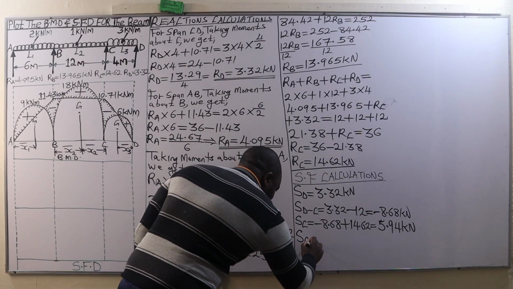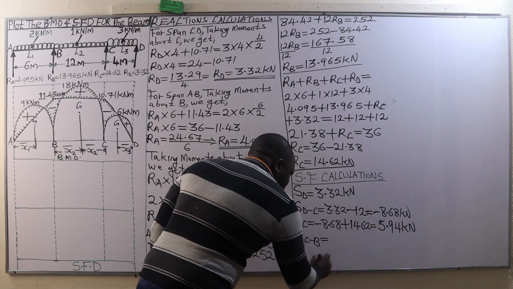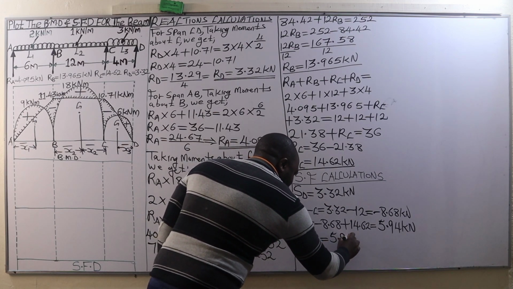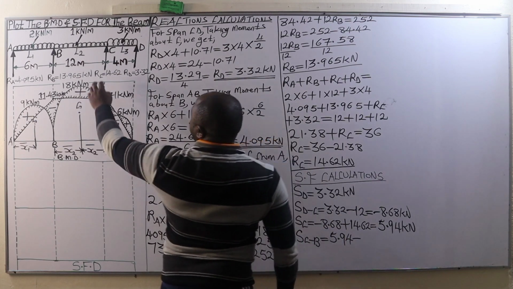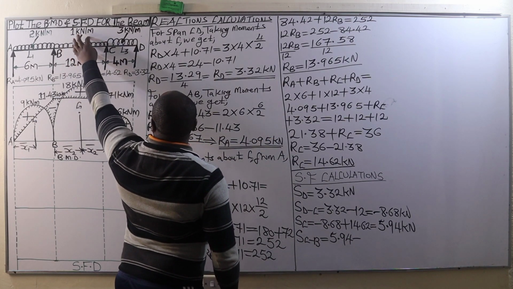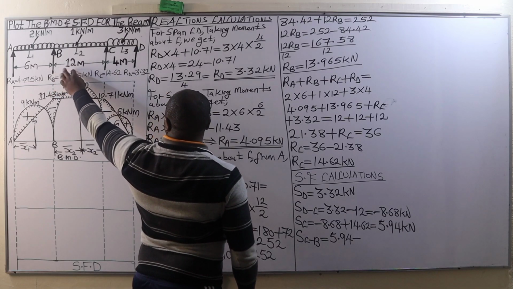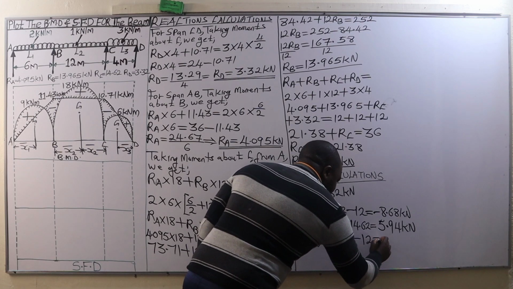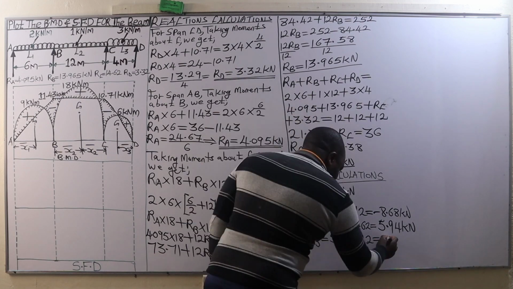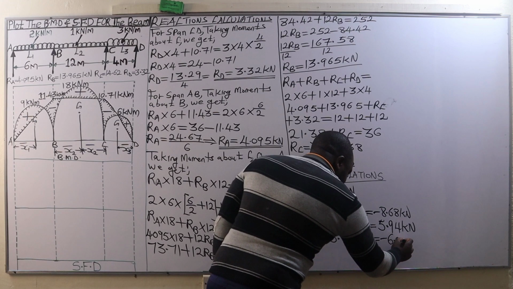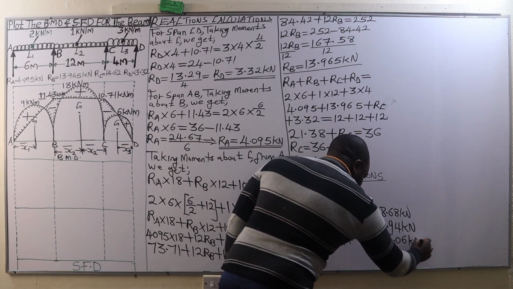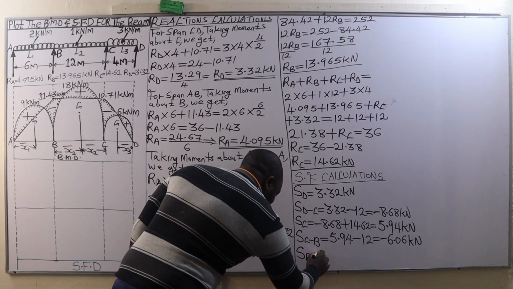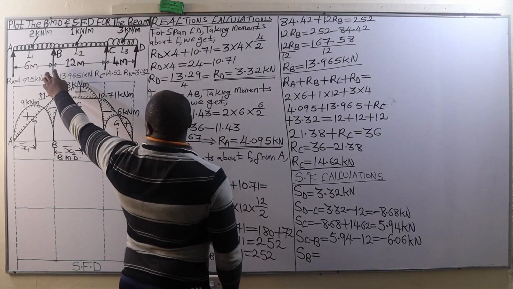The shear force between C and B is going to change uniformly from this 5.94 minus, between C and B we have a UDL of 1 kilonewton per meter. When you convert it to point load, we multiply it by 12, that is going to be 12. So we subtract 12, and that is going to give us negative 6.06 kilonewtons.